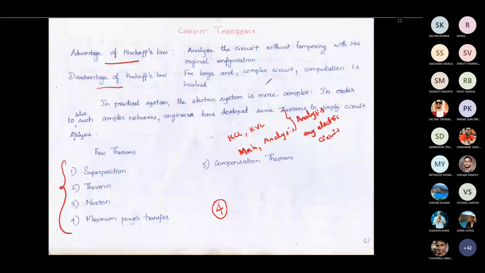Actually in a practical system, it is very complex in nature. So in order to solve such complex networks, it is better to go for theorems in order to simplify the analysis. We are having certain theorems. These theorems are again somewhat time consuming, but there are different advantages for this. These three are having wide applications in many real time things.